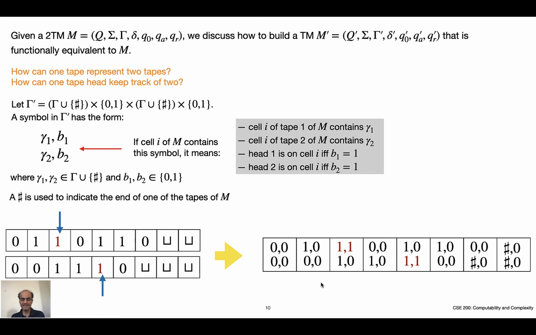Notice that the second bit can be a 1 in exactly one position in each row here. So there's a 1 here. There is no other place where the second bit is 1, naturally, because the head is in one position on each tape. Similarly, for the second row, there's a 1 here and nowhere else. It's not the same place, but there's only one 1.